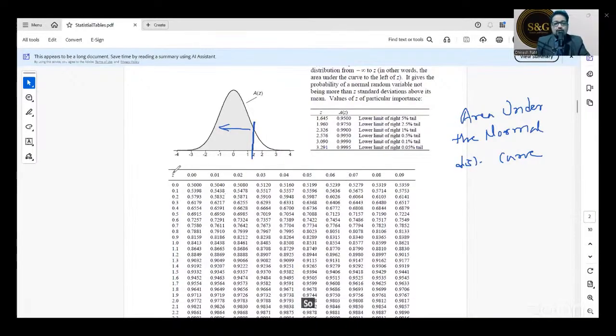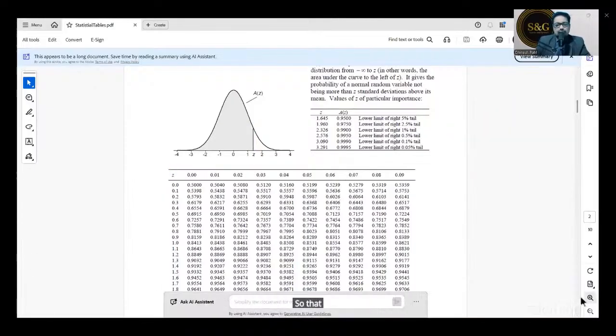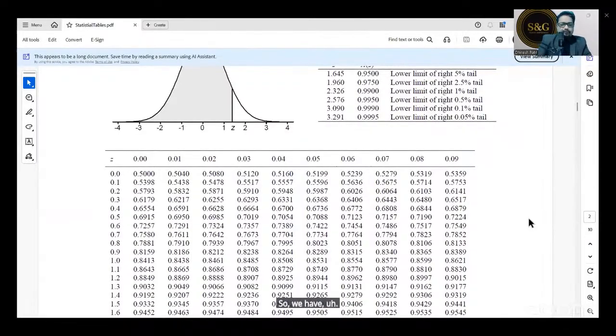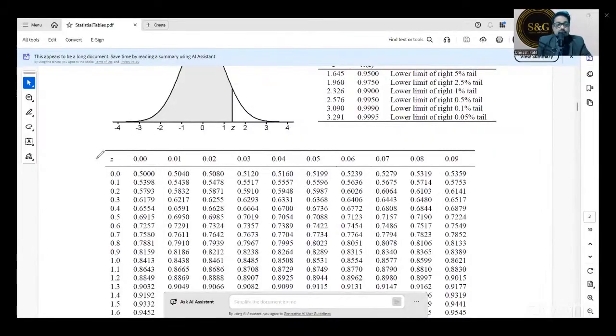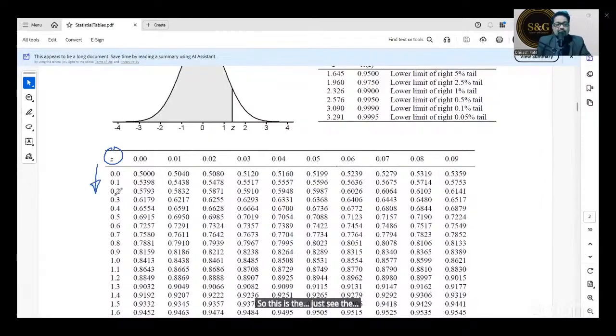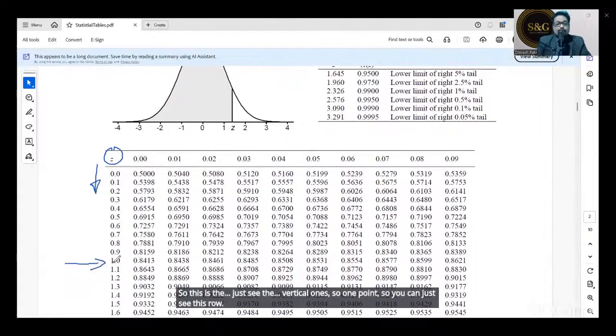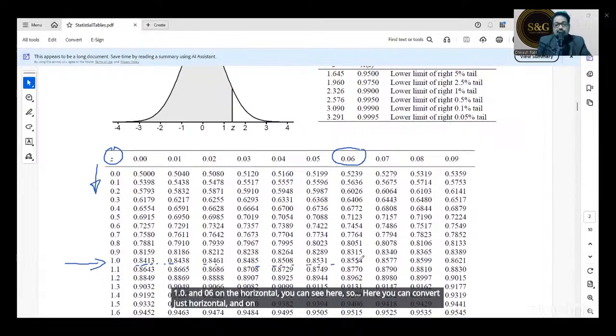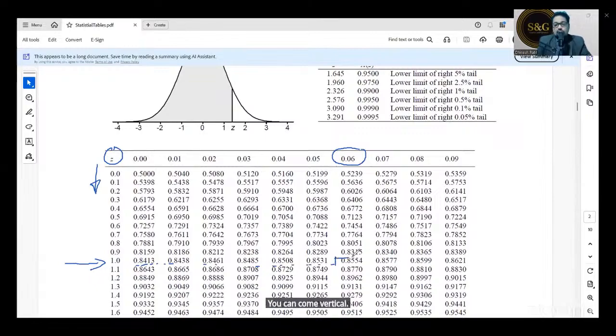So what was our value? 1.06. If you see here, there is a z. Let me quickly increase the size a little so that you guys can also see it very clearly. You can see here the z value. Just see the vertical one, 1.0, and 0.6 on the horizontal. You can come horizontally on one and vertically on the other, and you will find this value, 0.8554.